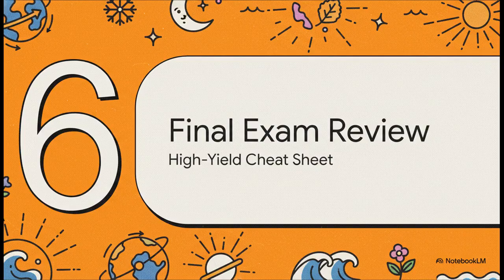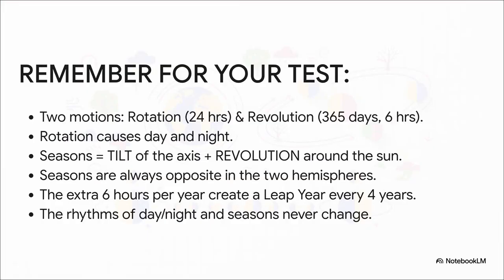All right, we've covered all the core concepts. So let's do a final high-yield review. Think of this as your cheat sheet, with the absolute must-know facts for your test. Pay attention. Okay, let's lock this in. 1. Earth has two motions, rotation, which is 24 hours, and revolution, which is 365 days and 6 hours. 2. Rotation causes day and night.